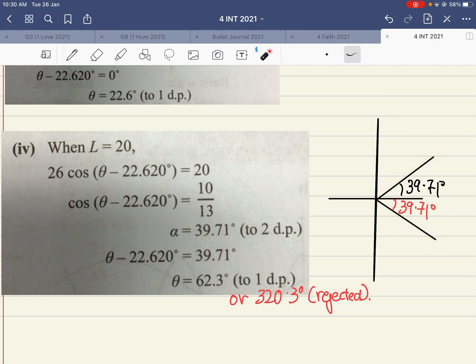So what you can do here after this is to actually just solve it. You will get 62.3 or 320.3 degrees, which I will reject in this case because the angle is clearly acute.